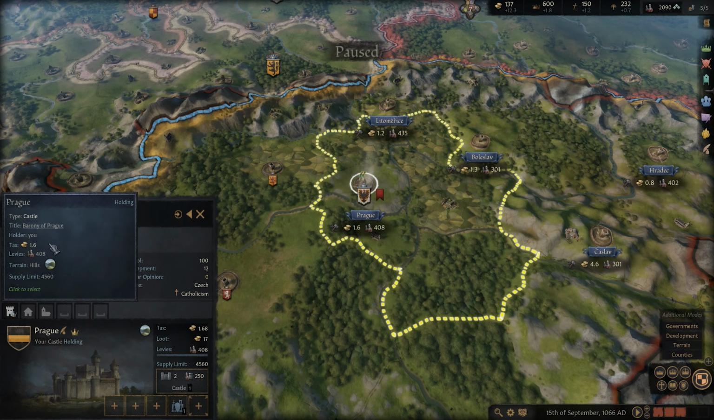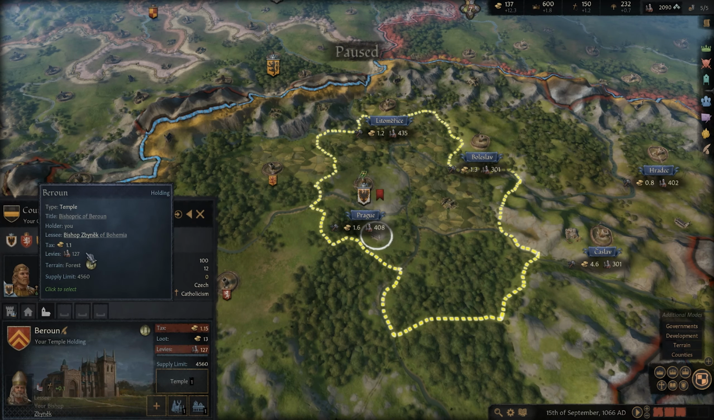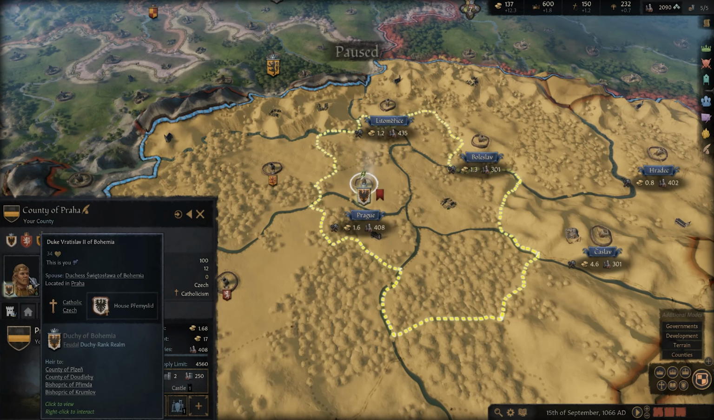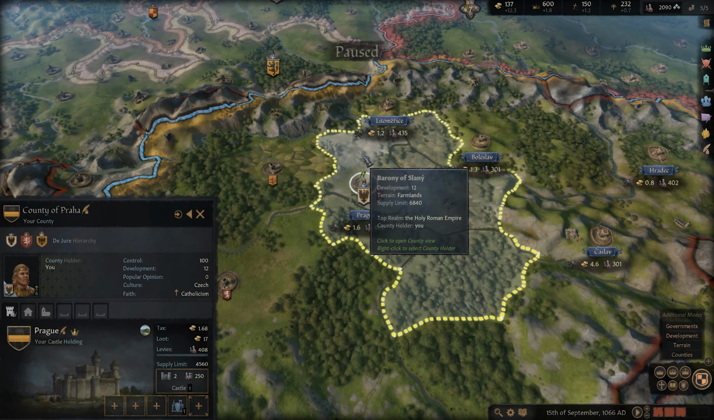Castles provide levies and fortifications more than taxes. Cities give taxes and a focus on development over levies, and temples provide a mix of taxes and levies with a focus on control. Now, when it comes to your counties and their holding types, there are a few important things to note in terms of who runs them.